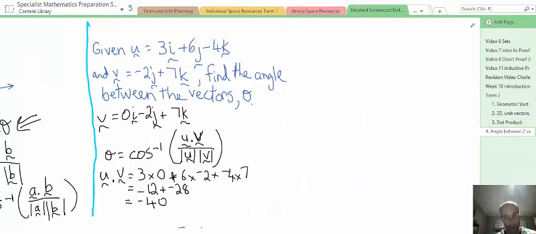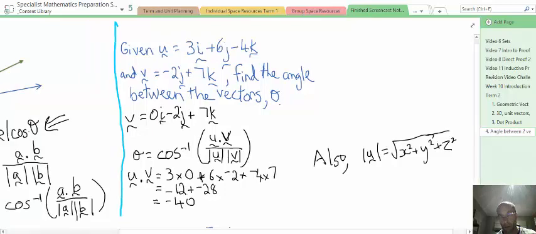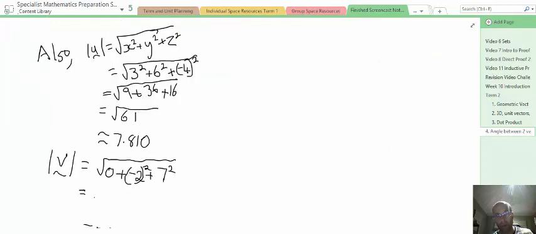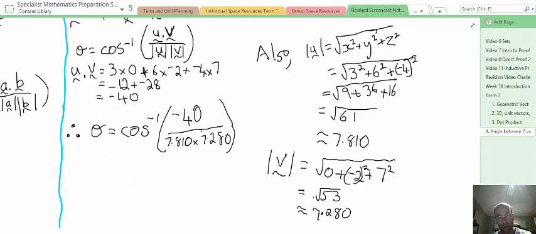Crunching u dot v, from our previous work we get negative 40. Pause the video and have a look if you need to. From previous work we know that the magnitude of u will be given by that formula, so we sub in the corresponding values. We do the maths. Pause the video if you need to have a closer look. To 3 decimal places, which is what I've decided to go with, we have 7.810. Substitutions for the magnitude of vector v. After crunching the numbers we get approximately 7.280.